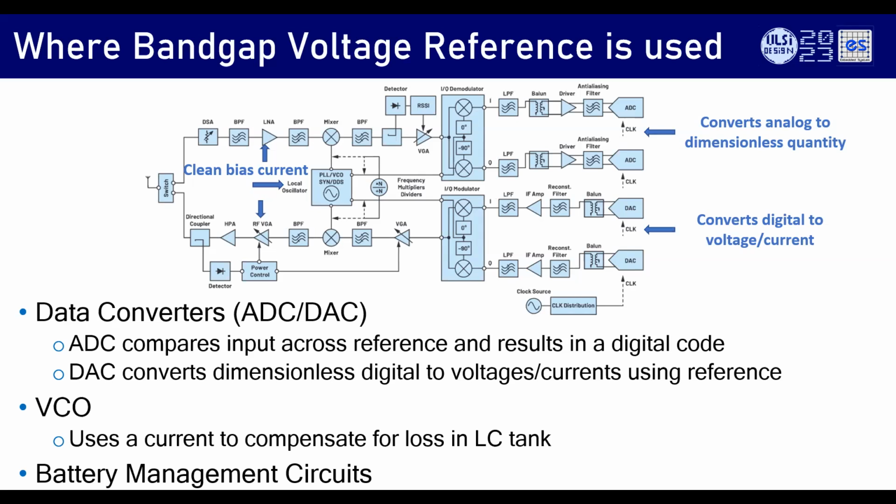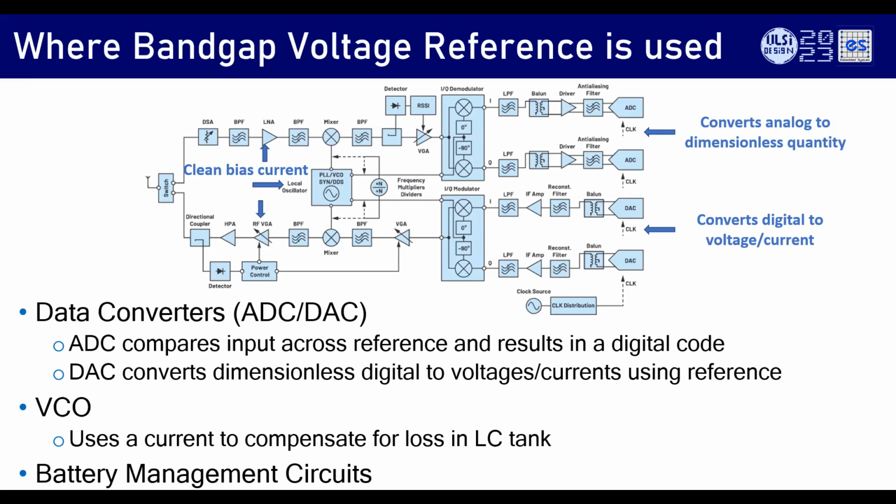Now, for example, where I showed on the blue curve, for an ADC you need to convert an analog quantity to a dimensionless quantity. Okay, it's digital. So for that, when you convert a voltage, you have to have a reference voltage. Or you take a current and convert it, again you need a reference. So that needs to be clean. You need to have a band gap there. The same thing applies to a DAC.